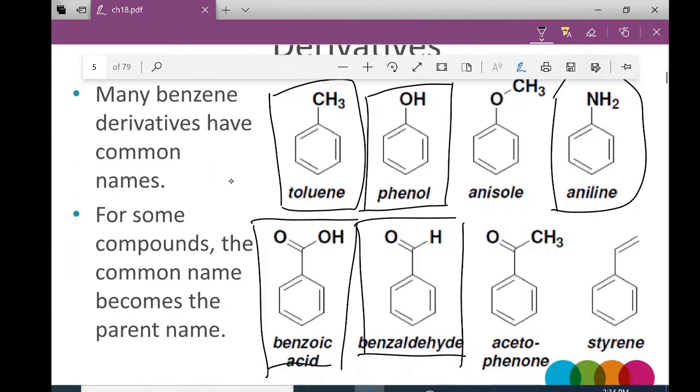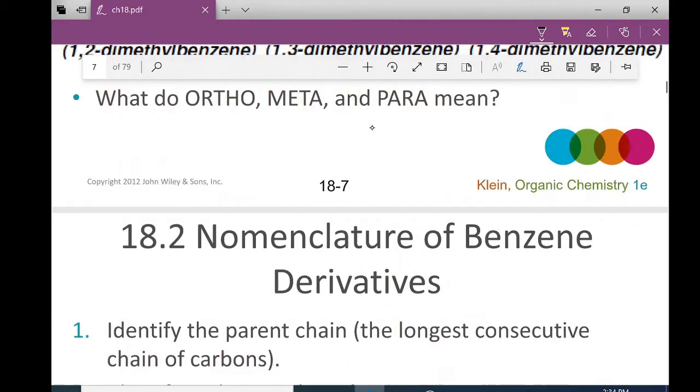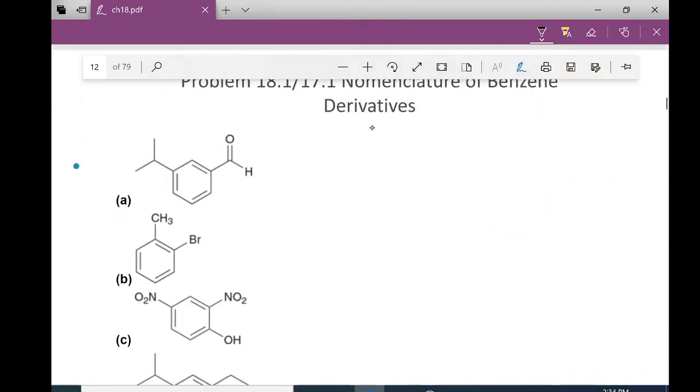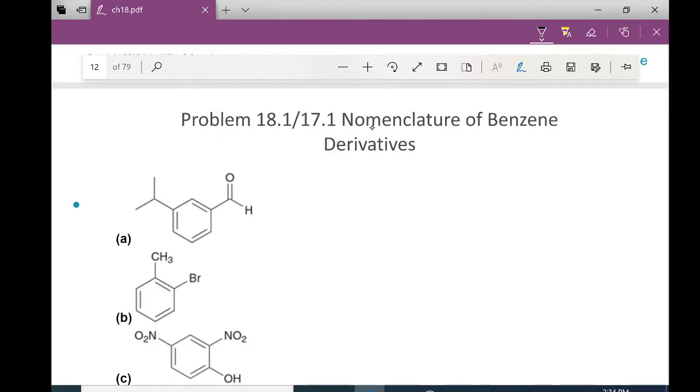So toluene, phenol, anisole, aniline, benzoic acid, benzaldehyde, acetophenone, and styrene. All right, and so here we have a derivative of benzaldehyde. So this is going to be at the 3 position, we have an isopropyl group. So that means it's meta. So meta, we could just say meta isopropyl benzaldehyde.